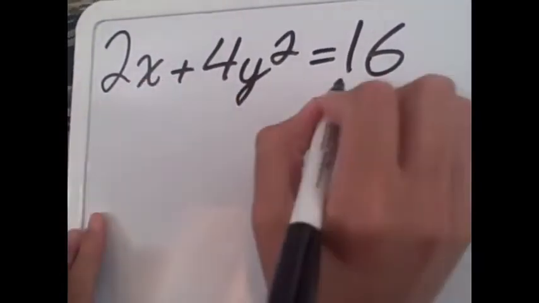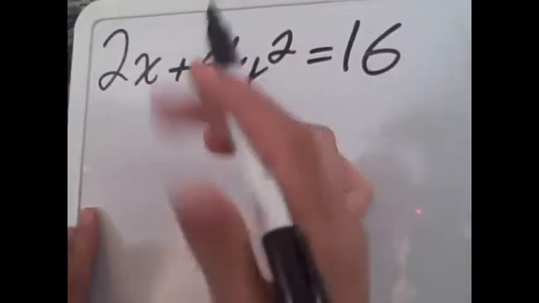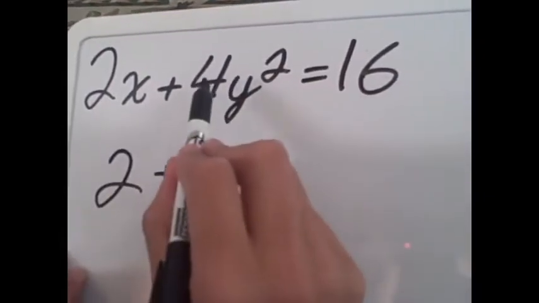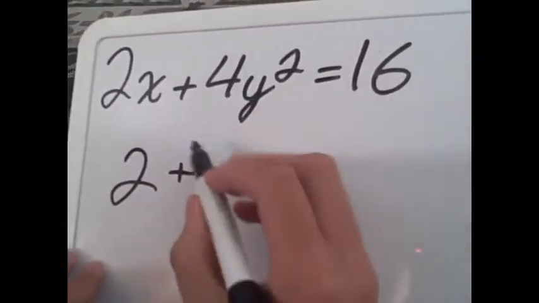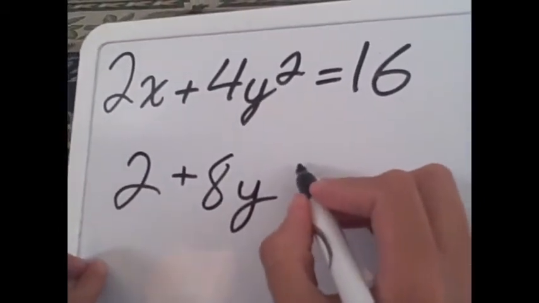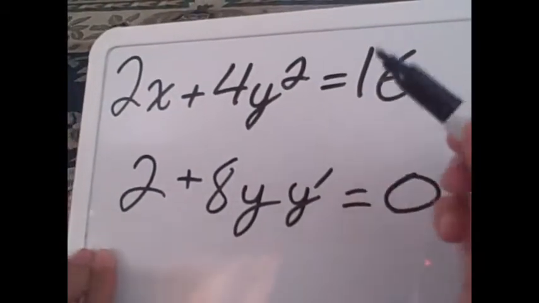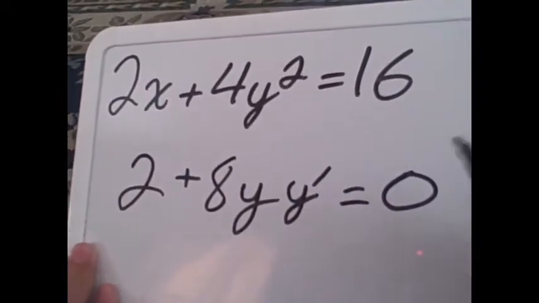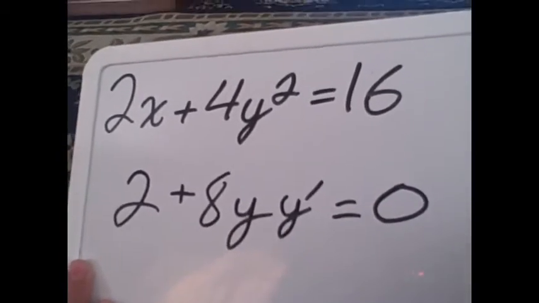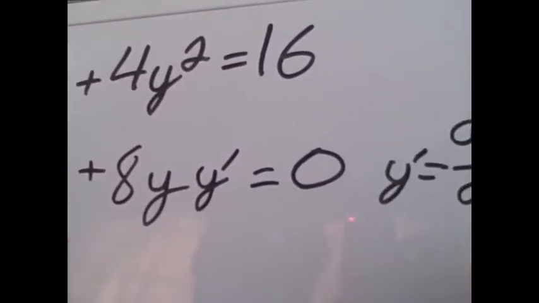First of all, we have to derive this whole equation, both sides. So the derivative of 2x would be 2, plus the derivative of 4y squared, which is 8y. Don't forget y prime, which equals 0, because the derivative of 16 is 0. And you guys are probably wondering what that y prime is. That's basically dy over dx. That's y prime. It's just another way to write it out.